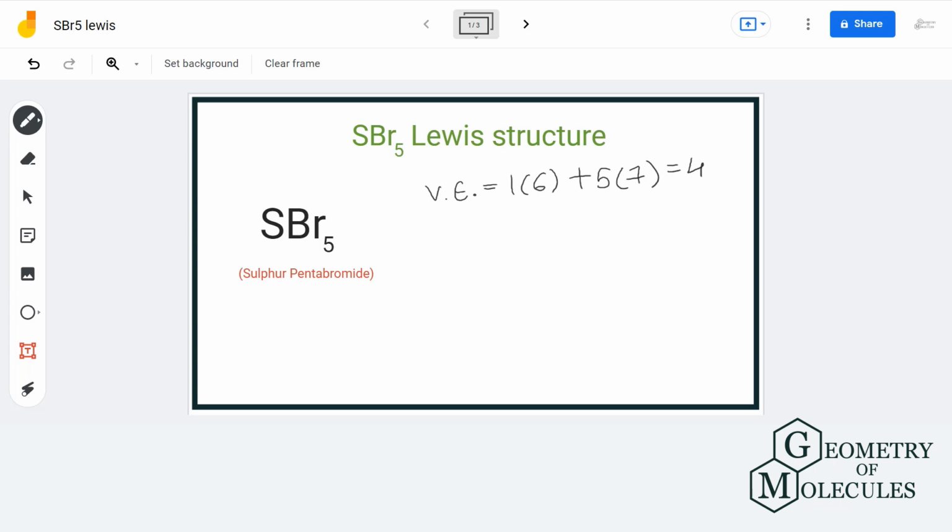a total of 41. For the arrangement of atoms, we will place sulfur in the center and arrange 5 bromine atoms around it. Then we will place an electron pair in between each atom for bond formation.